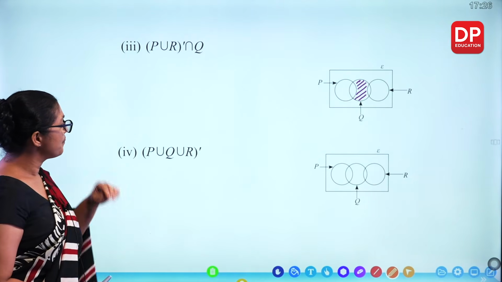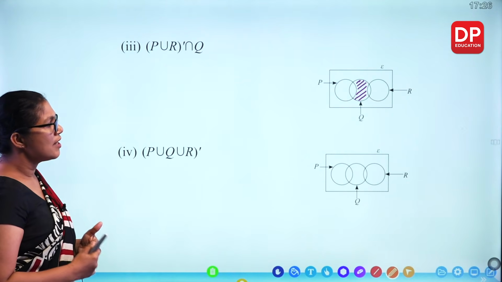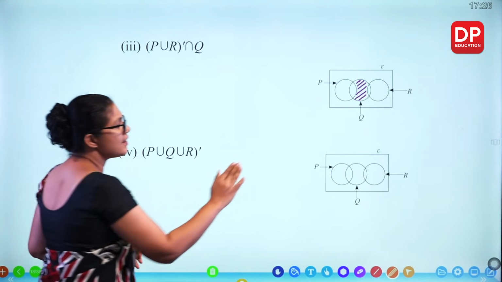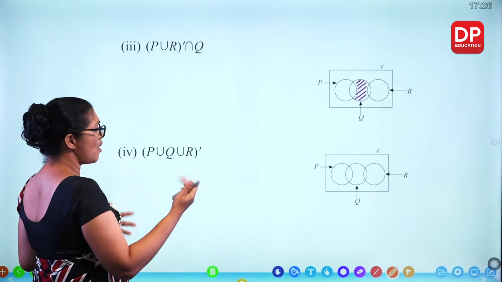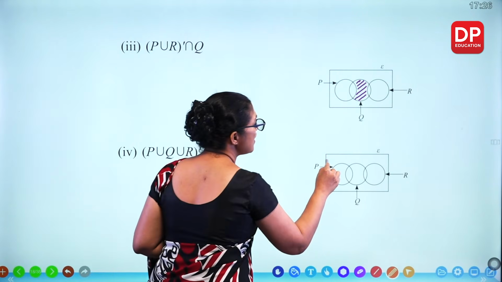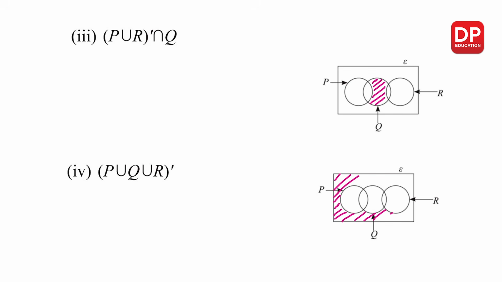This one, P union Q union R, whole thing dash. What does union mean? Everything inside the P circle, Q circle and R circle. Now this is dash. Everything outside the three circles. So this is the region.